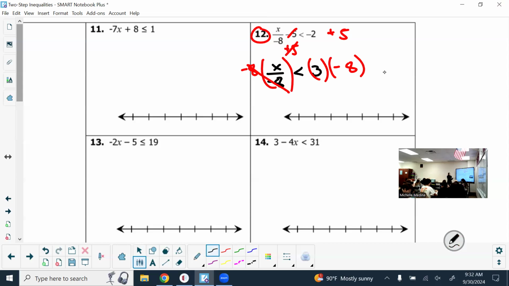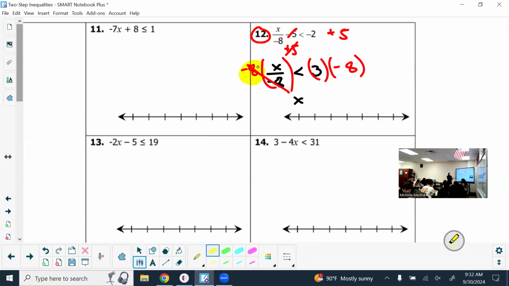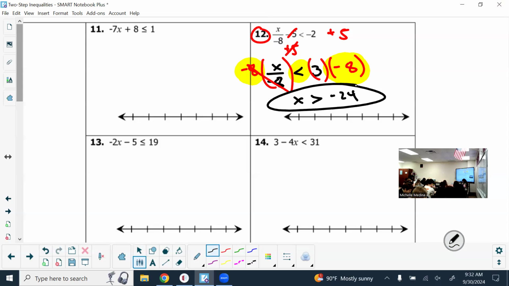All right, that gets the x alone. Class, do I need to flip the sign? Perfect. So maybe highlight that, star it. Me multiplying by a negative on both sides is going to change the direction of the inequality. So instead of less than, it's now going to be greater than, and then what's 3 times -8? -24. Now that's my solution. Good.